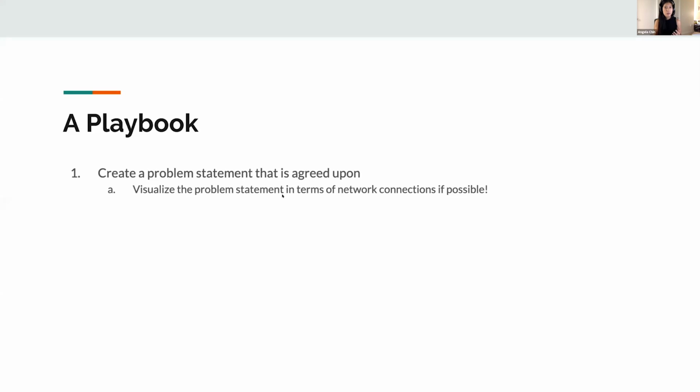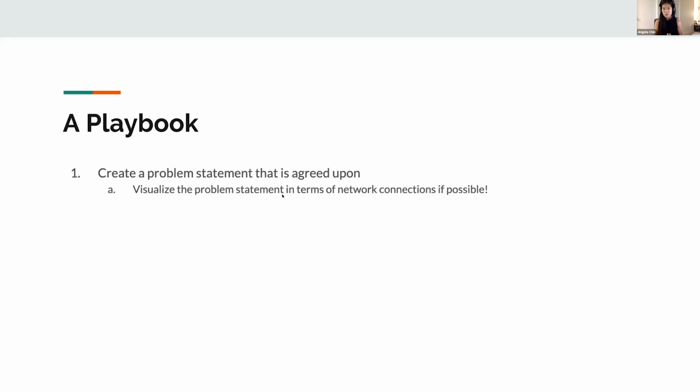Additionally, I always recommend trying to visualize the problem in terms of network connections, if at all possible. I think this is really beneficial for two reasons. One, not everybody is a native English speaker or a native speaker in whatever language you're interacting or working in. And so by having that visualization, it provides another way to ensure that everyone is on the same page. And secondly, not everybody learns by reading a wall of text.